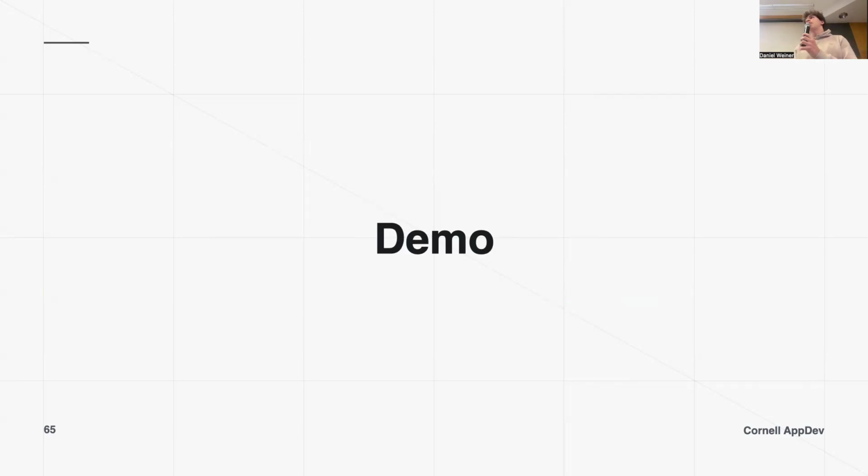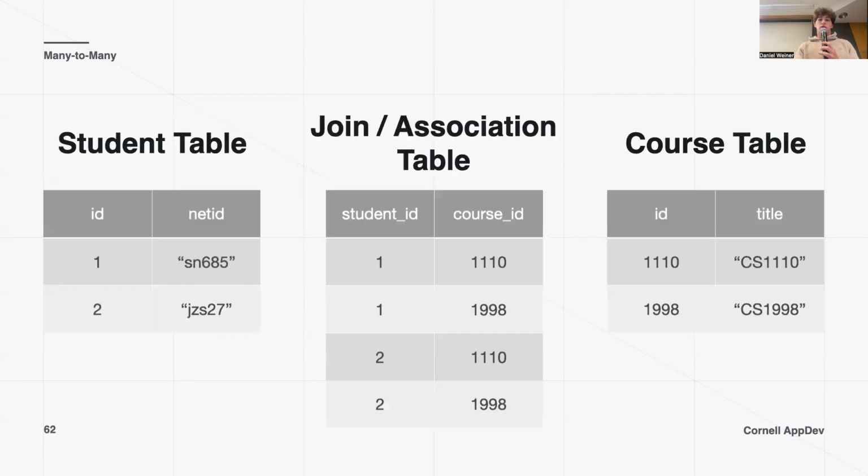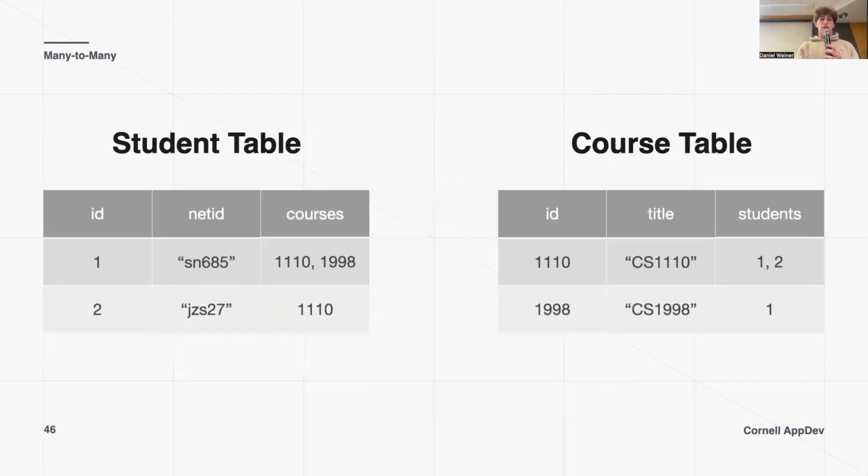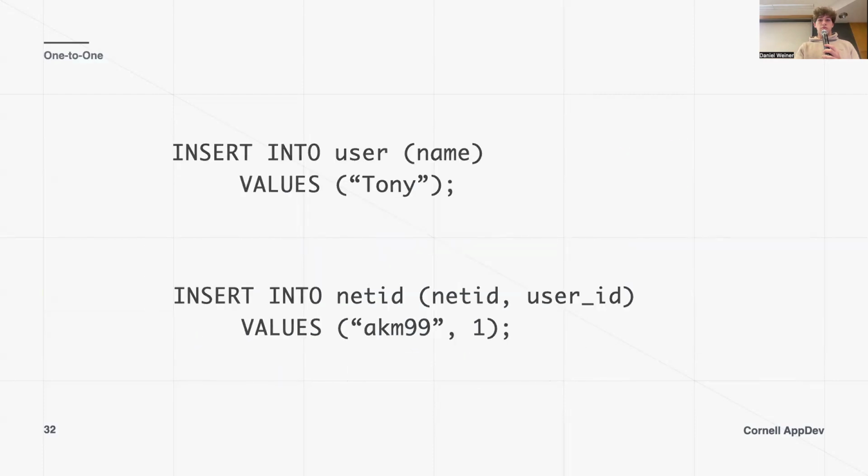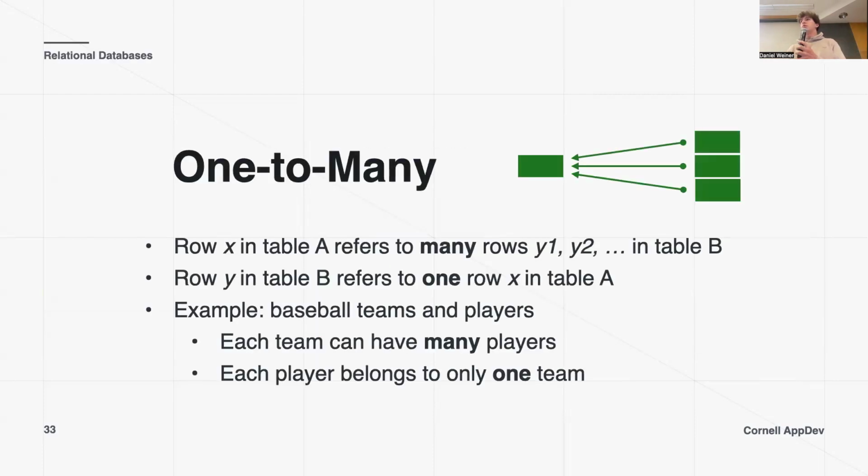I'm a bit confused about the 1 to N, N to 1. What would you do for your SQL? For which one? For 1 to N, or 1 to many? 1 to many? Yeah, so the 1 to many, we can go back. There we go. So this is the 1 to many.